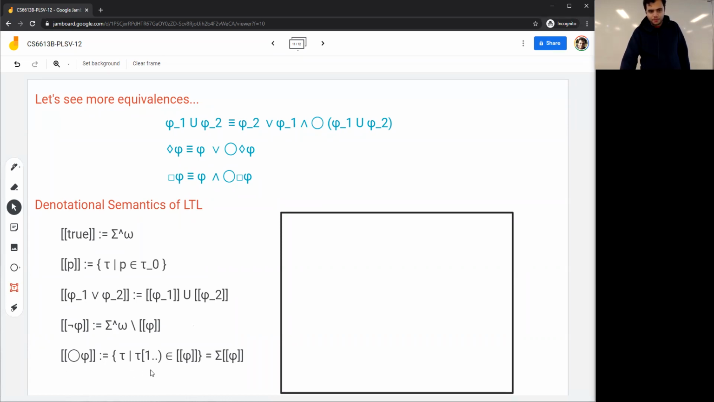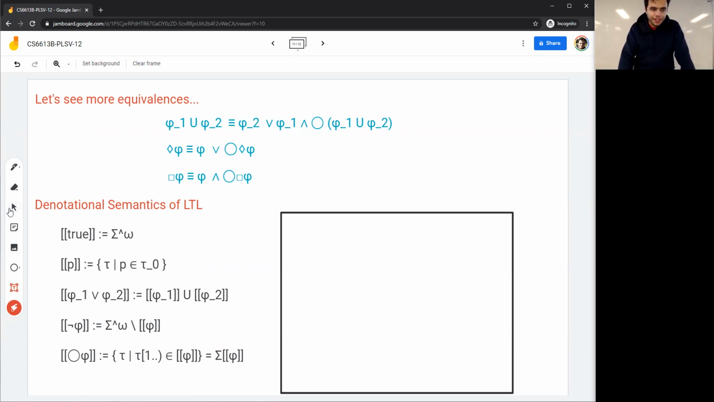So this is that. And I can basically write this in the following shorthand. I can just write sigma, and then the set that was the semantics of phi. And what I mean here is concatenation. So you can take anything in sigma and put anything from the semantics of phi after it, and that would be the semantics of next phi.